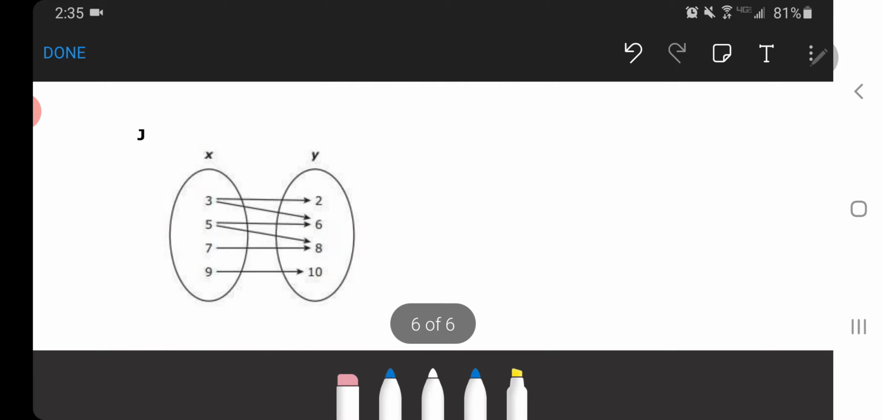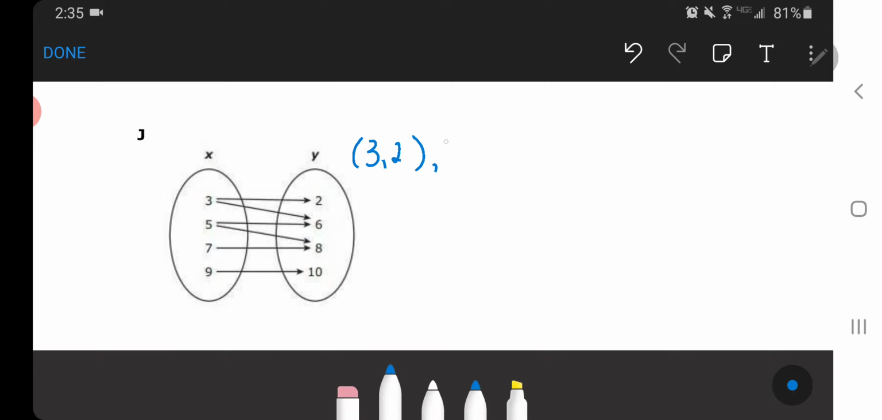And lastly, we got a mapping diagram. We see that 3 goes to 2, and 3 also goes to 6. So once again, if we wrote this in ordered pairs, we would see that our domain member 3 is associated with two different y values. So it is not a function.